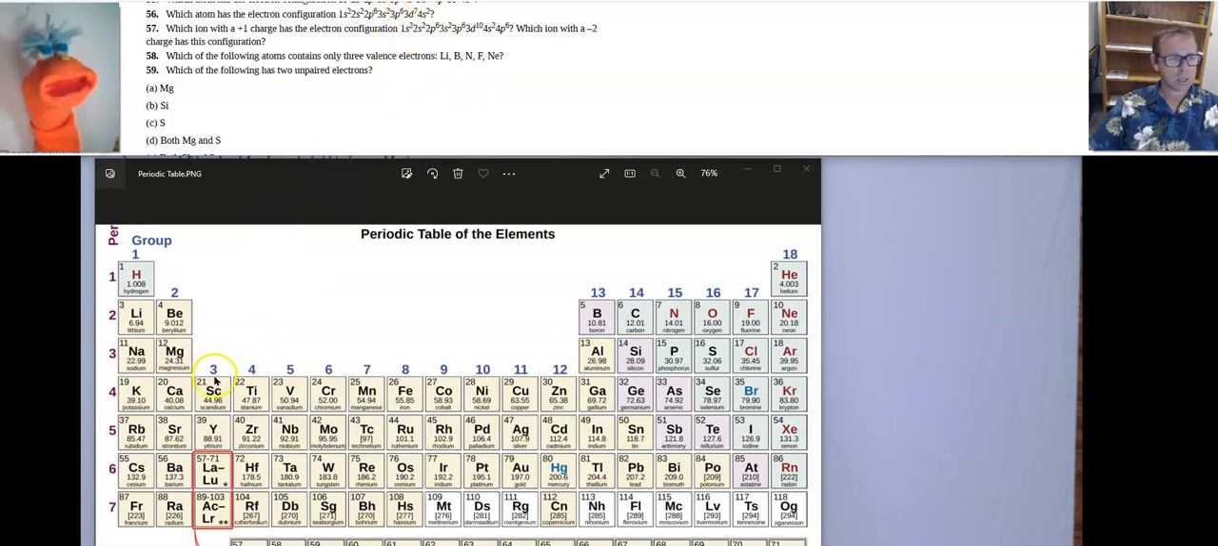But then we go across 7 in the 3d. That's right. 1, 2, 3, 4, 5, 6, 7. So that looks like it's cobalt then, right? Okay, sounds good. Did I count right? 1, 2, 3, 4, 5, 6, 7. Okay, good. Which ion with a positive 1 charge has that electron configuration?